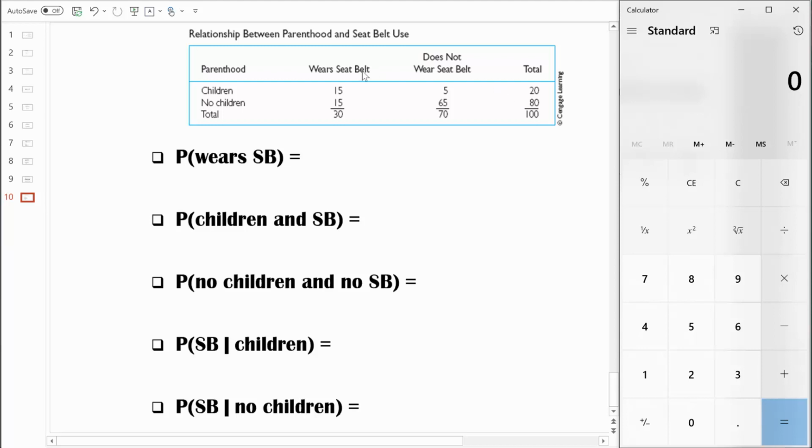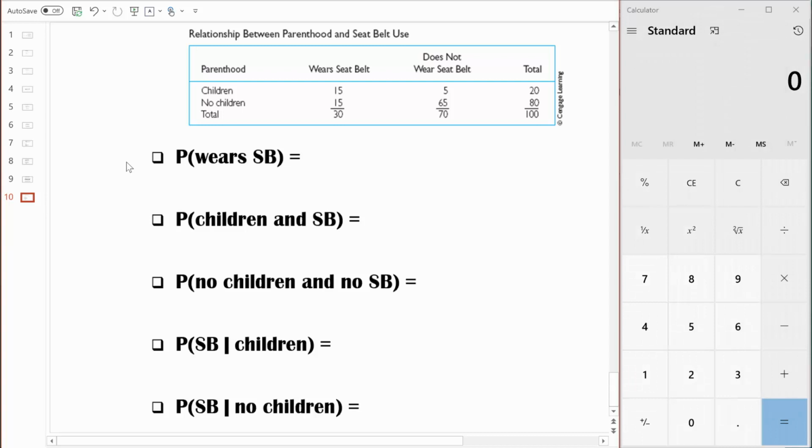We're looking to see if people wear their seatbelt. There are 30 of those people. And if people do not wear their seatbelt, there are 70 of those people. So again, 100 people altogether. Based on these frequencies, let's just compute a simple probability. What's the probability that someone in that sample of 100 people wears a seatbelt?